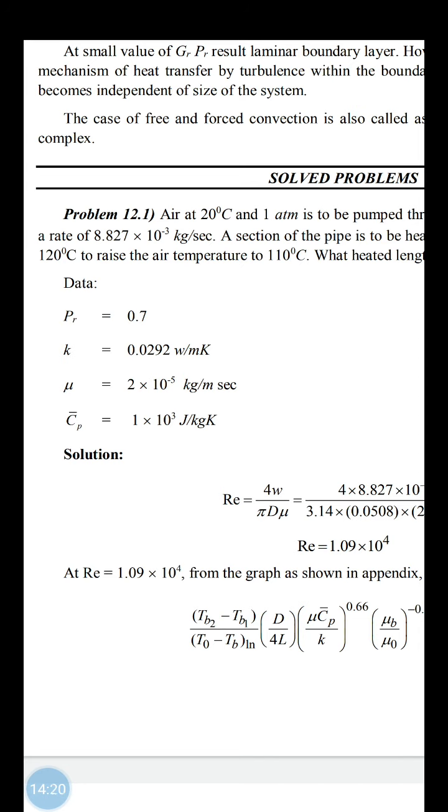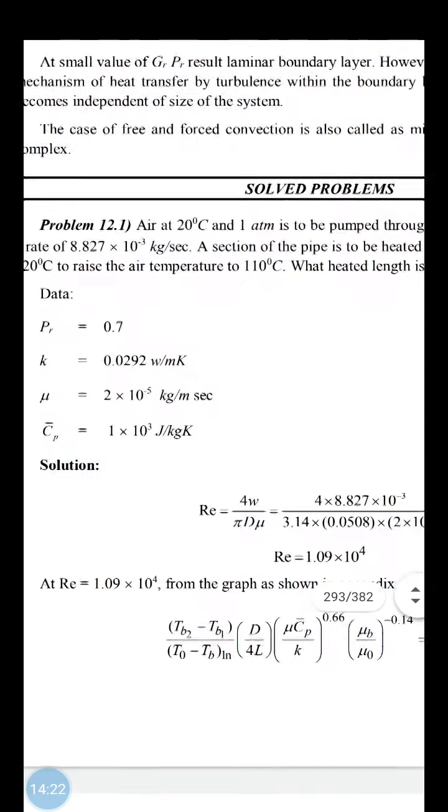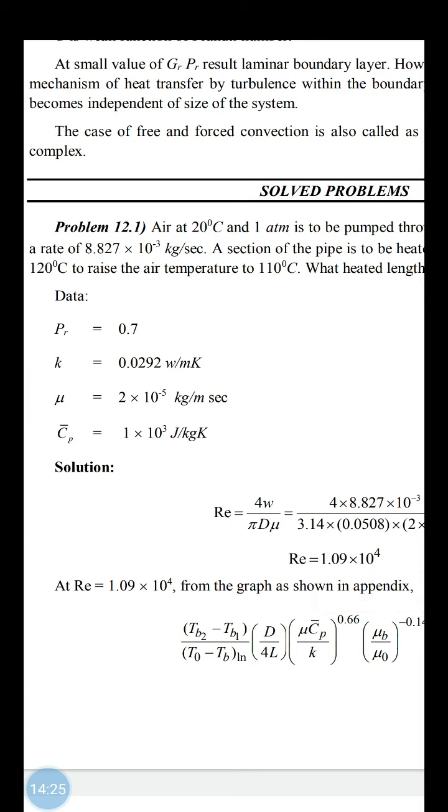Now we will discuss problem 12.1, where air at 20 degrees Celsius and 1 atmosphere is pumped through a straight pipe, the diameter of which is given, at the rate of 8.8 times 10 raised to minus 3 kg per second. The flow rate is given. A section of the pipe is to be heated to an inside wall temperature of 120 degrees Celsius, which is given, and it raises the temperature of the air to 110 degrees Celsius. So air is initially at 20 degrees and its temperature rises to 110 degrees. What heated length of the pipe is required?